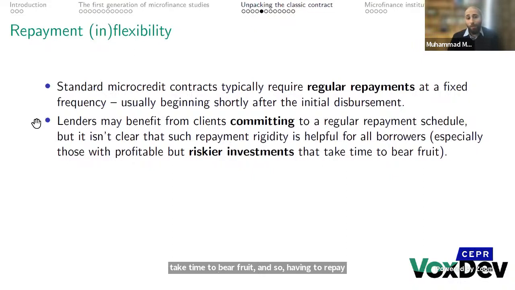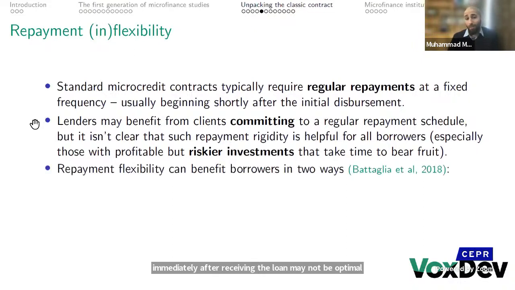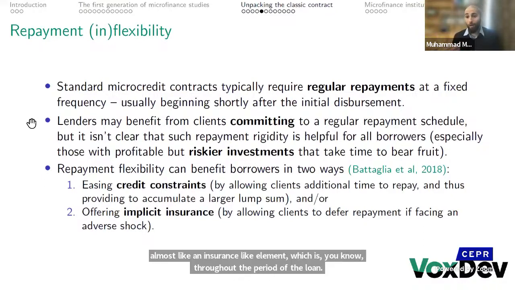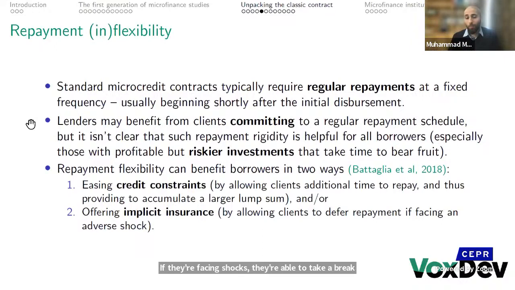And so we can think of a couple of ways that flexibility could be helpful for borrowers. One of them acts through the credit constraint channel. If you give people additional time to repay the loan, then perhaps they're able to invest in larger amounts, lumpy investment, or say a large machine for their business. It could also operate through a different channel, almost like an insurance-like element, which is, throughout the period of the loan, if they're facing shocks, they're able to take a break from making payments for their loan. So it could impact in these two different ways.